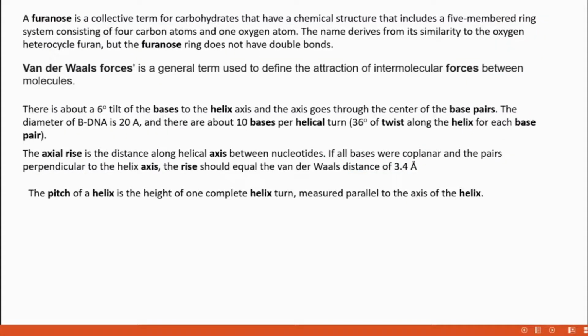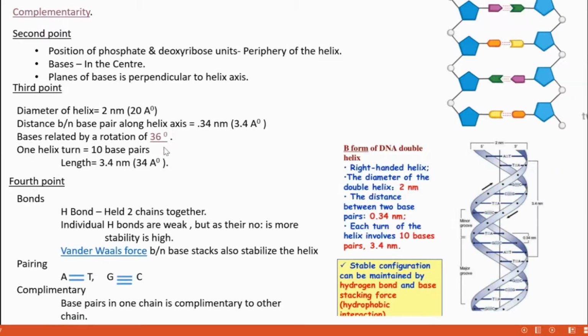I'll show you that. 36 degree of twist along the helix for each base pair. Each base pair is showing a gradual twist of 36 degree. That's what I'm explaining here. One helix turn contains 10 base pair.